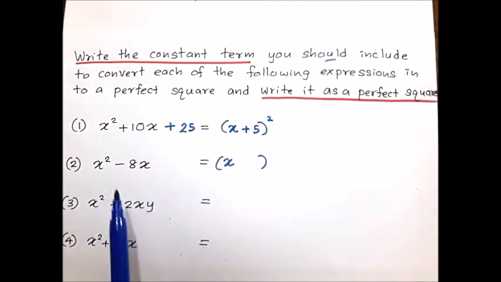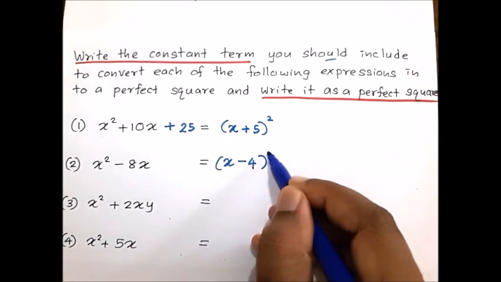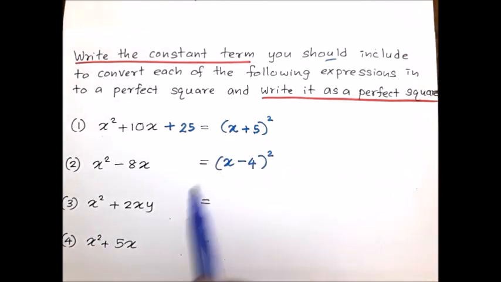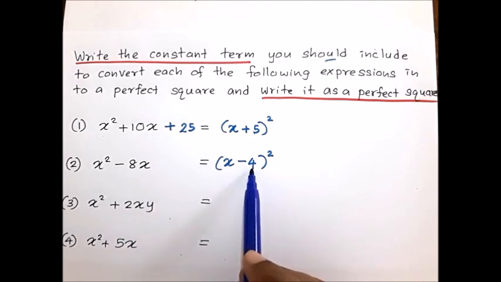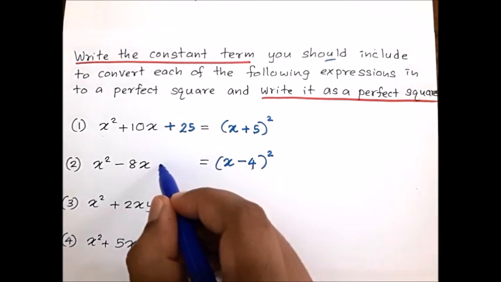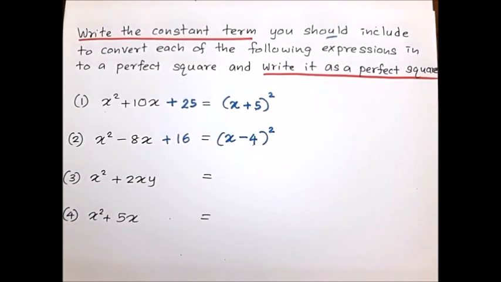First term is x. Then coefficient is minus 8, divided by 2, minus 4. x minus 4 to the power 2. Then what is the term here you have to add? Square this one, minus 4. When you square minus 4, it is plus 16. Look at the third example.